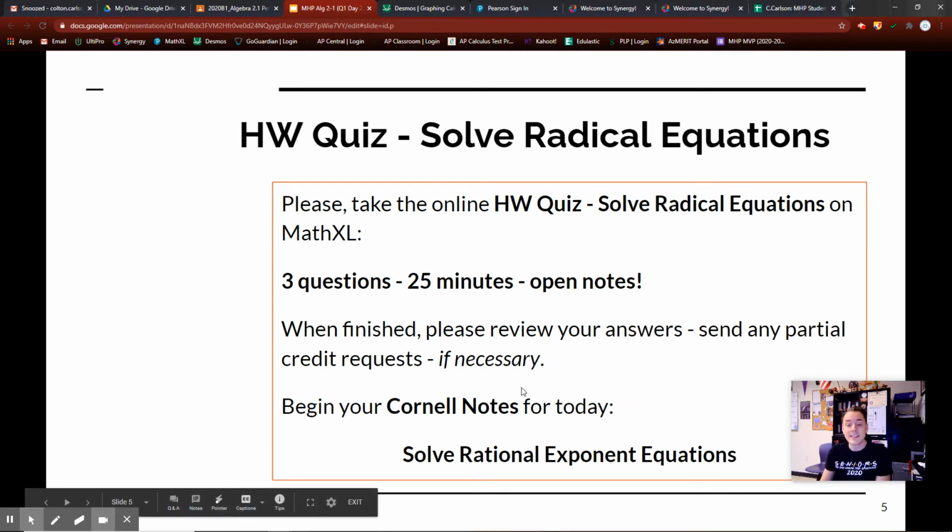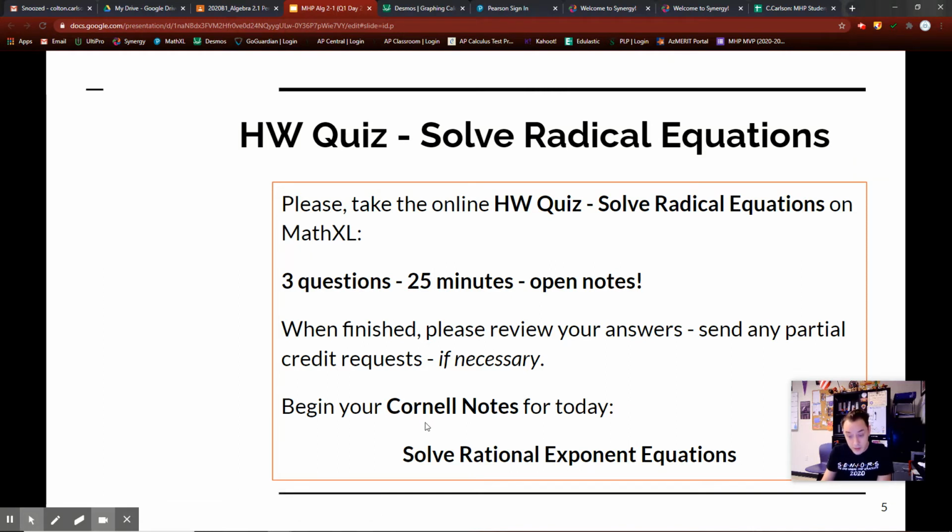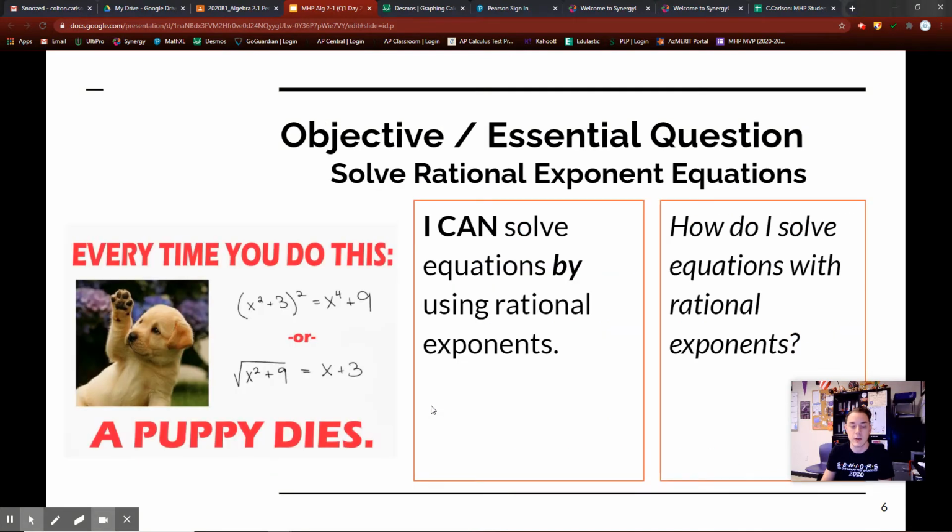And then begin your last lesson of Unit 2. Solve rational exponents or exponential equations. Solve rational, exponential, or exponent equations. Okay? So after you're done with that, you're going to come back here and do the objective and essential question: solve rational exponential equations. How do I solve them? And how can I solve them using rational exponents?